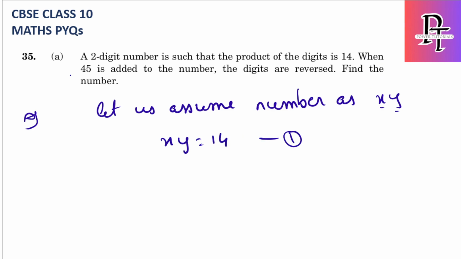Next, what is the second condition? When 45 is added to the number, the digits are reversed. So what is the original number I told you to remember? Original number is 10x plus y. I am adding 45 to it, so plus 45 is equal to, if added to the original number, the digits are reversed. What if the number digits are reversed? I told you to remember the reverse condition.